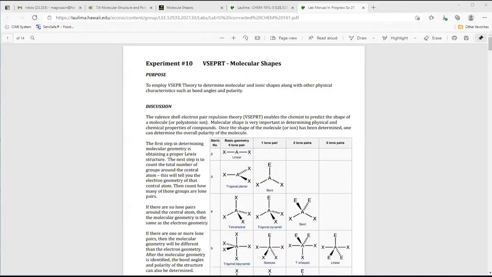Let's look at the lab. All right, so what's the T? I don't know what the T, theory, the theory. Usually they don't have the T in there.